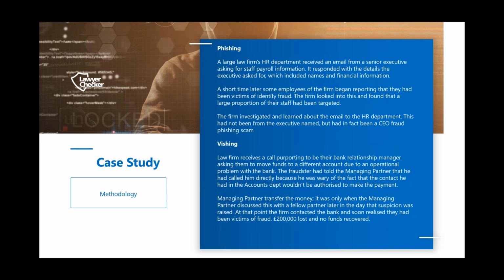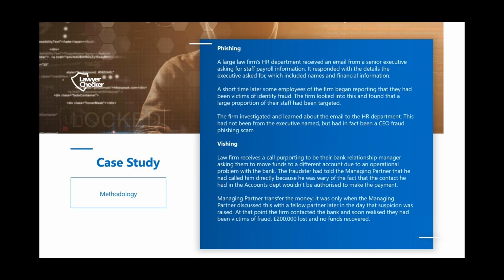So our first example is a phishing scam, in which a large law firm's HR department received an email from a senior executive asking for staff payroll information. It responded with the details that the executive asked for, which included names and financial information. A short time later, some of the employees from the firm began reporting that they'd been victims of identity fraud. The firm then looked into this and found that a large proportion of their staff had been targeted. And when they investigated what had happened, the firm learned about the email to the HR department, and this hadn't been from the executive named, but had in fact been a CEO fraud phishing scam.